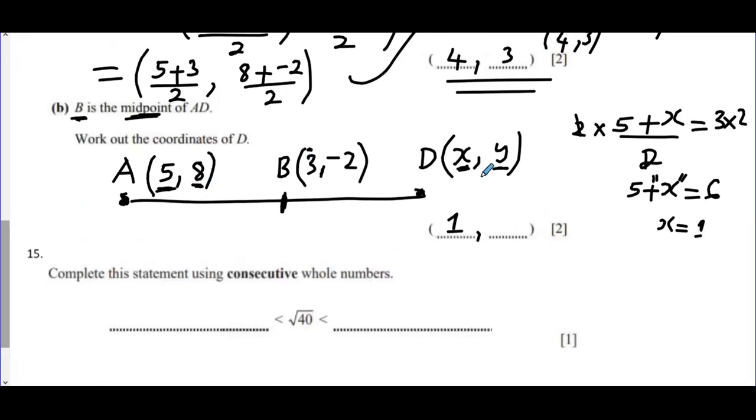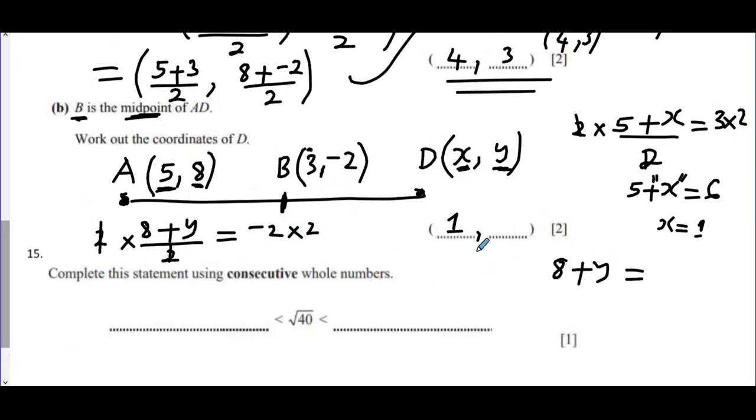Okay, now you are given the midpoint, which is this one, meaning when I take 8 plus y divided by 2, that should give you negative 2. So 8 plus y, the answer I get, I should divide by 2. That should be equal to this negative 2, because this is the midpoint. So I have to multiply by 2. Negative 2 times 2 is negative 4. Okay, so 8 plus y equals negative 4.